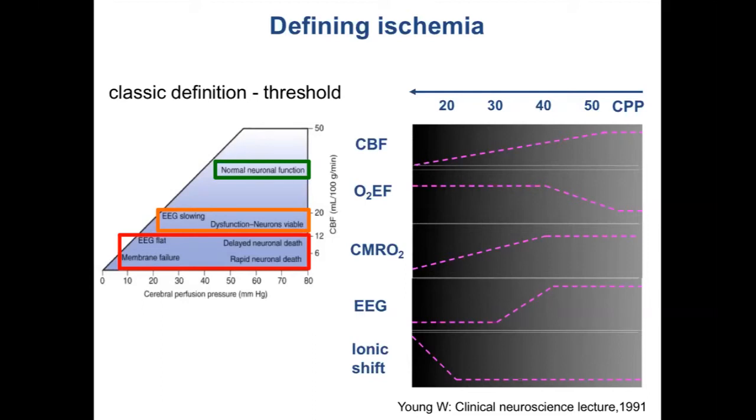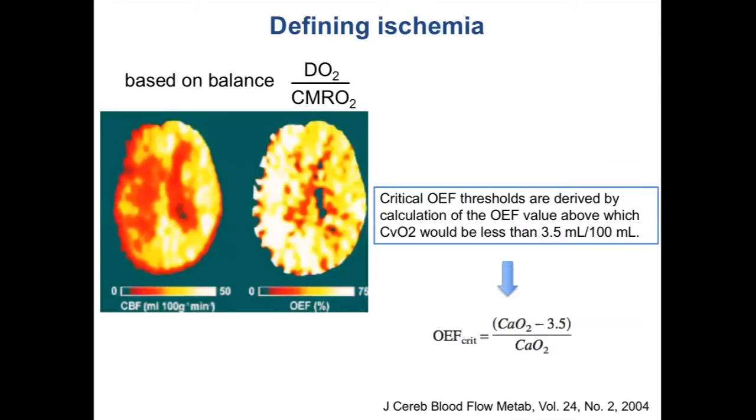So this is one definition and one approach to ischemia that is perfect for stroke. But ischemia in other conditions such as TBI and in some cases also FSAH is probably better defined by a balance. So we do not stick on a threshold, but on a relationship between oxygen delivery to the brain or to a part of the brain and CMRO2.